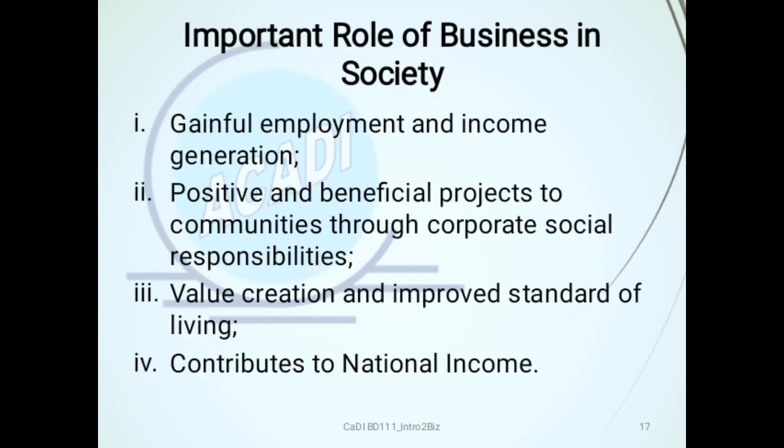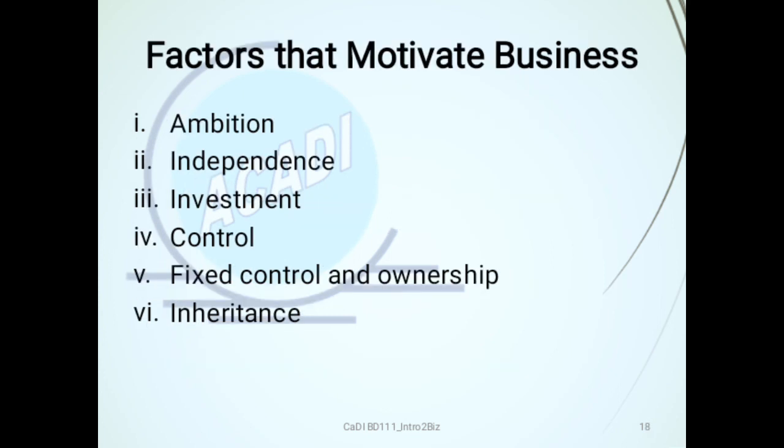Important role of business in the society. Business helps the society to gain employment and income generation. Positive and beneficial projects to communities through corporate social responsibilities, value creation and improved standard of living, contribute to national income. Factors that motivate business: we have ambition, independence, investment, control, fixed control and ownership, inheritance.